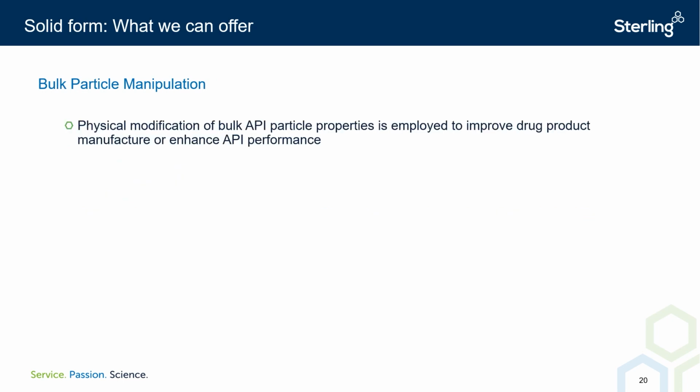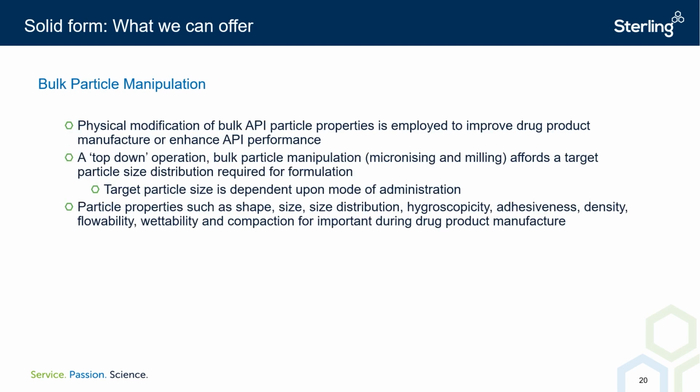Whilst an ideal crystallization process would afford the required API version with a suitable particle size distribution direct to manufacture, sometimes the physical modification of bulk API version particle properties is employed to improve drug product manufacture or enhance the API performance in terms of dissolution characteristics. Bulk particle manipulation is not strictly essential, as target particle size may not be dependent upon the method of administration.